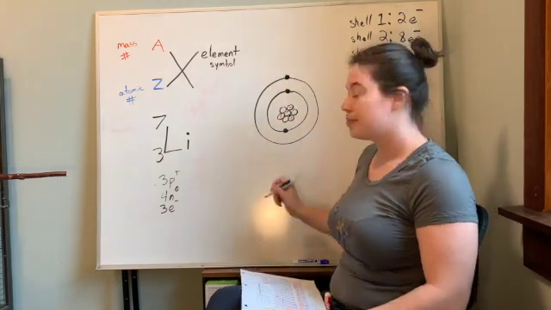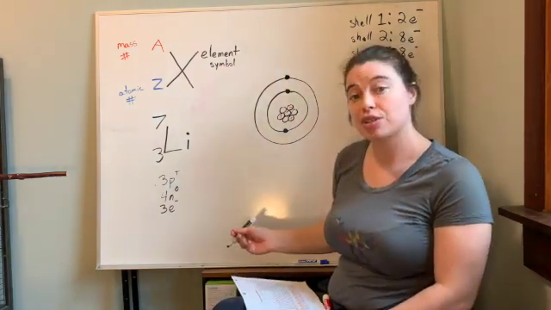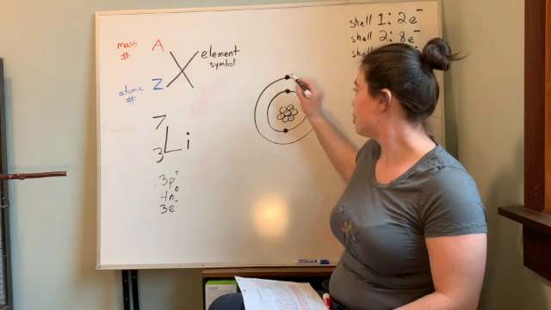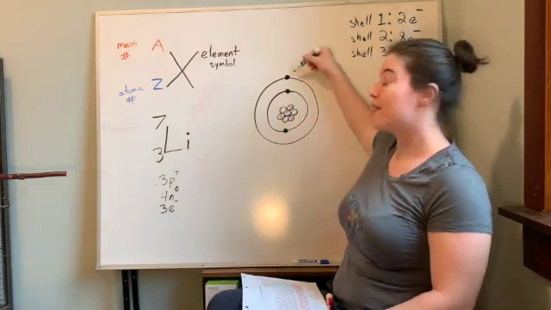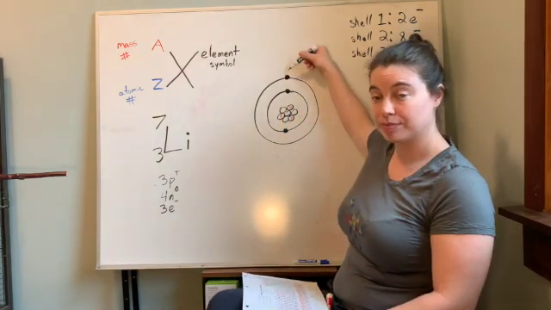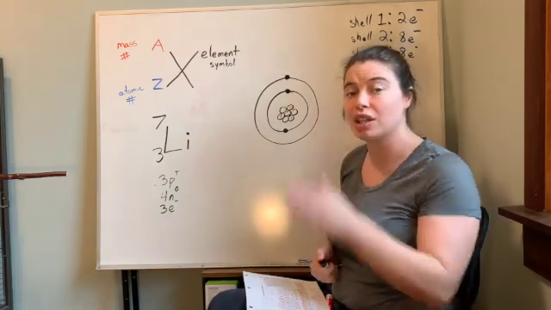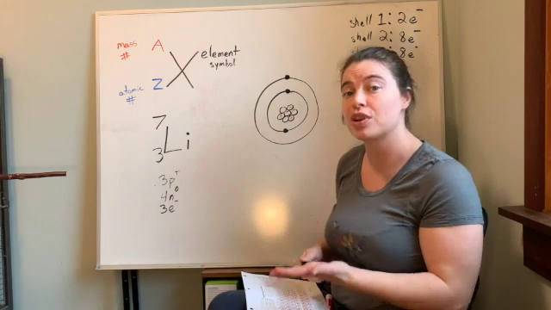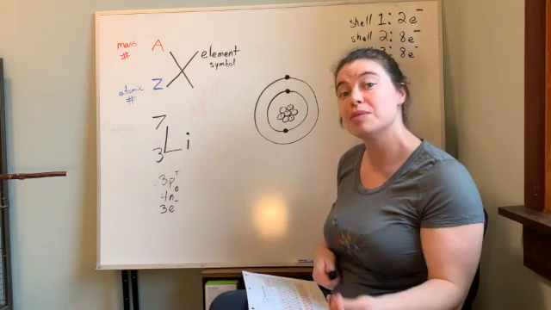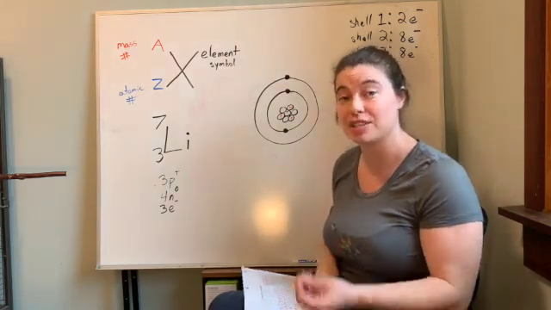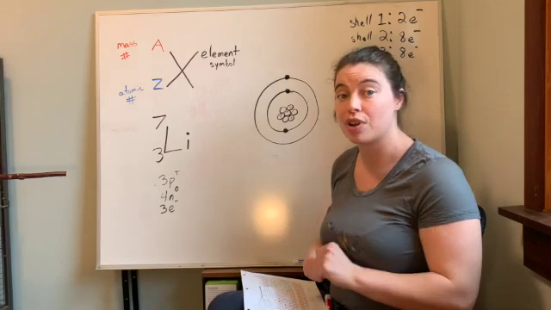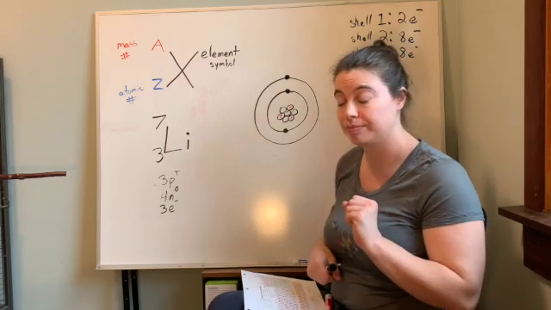So lithium has 3 electrons total, 1, 2, 3, but only 1 valence electron. You'll also note that lithium is in column 1A, that very first column of the periodic table. The column that it's in tells us how many valence electrons it has. So lithium's in the first column, it has 1 valence electron.